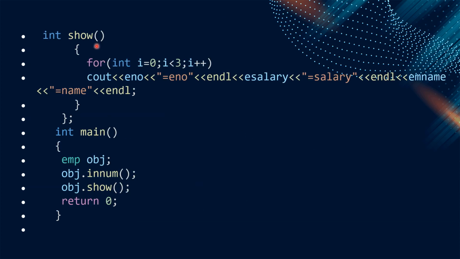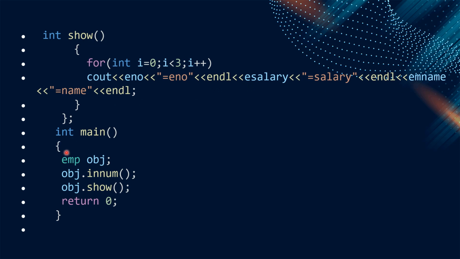After that, int show is another function, in which I am using the for loop. I take integer i for looping, starting from 0 and going till 3, and if the condition is true, then i plus plus, which means it will increase. After that it will show the employee number, salary, and name of that employee.